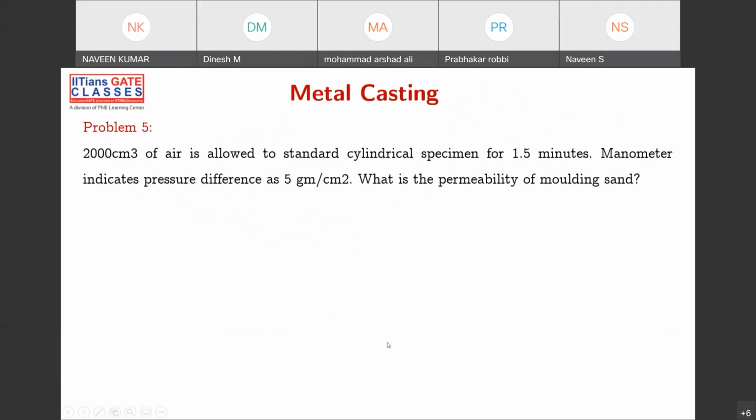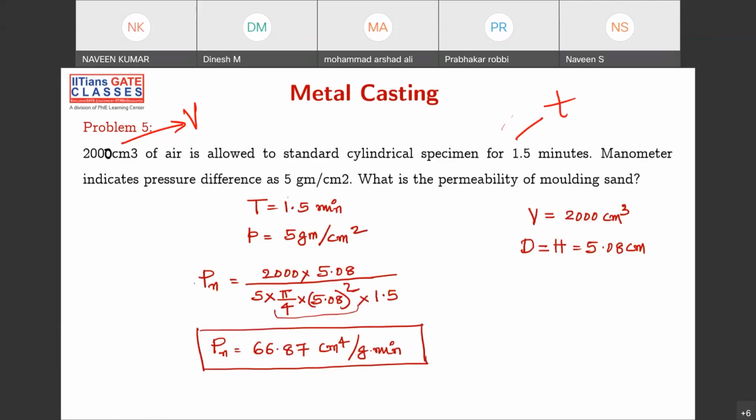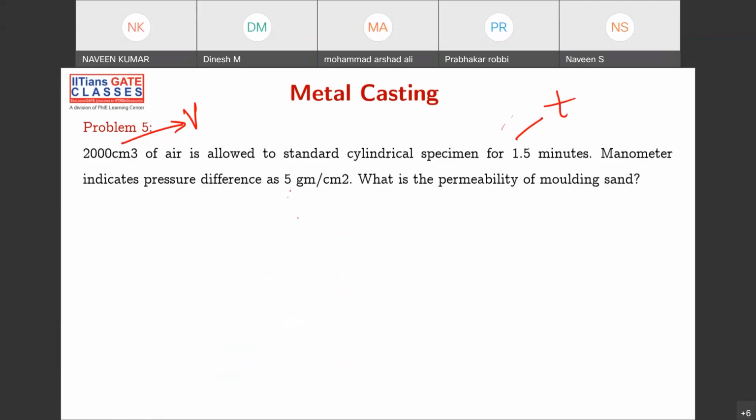Now, we can calculate this. What is the formula for permeability? See, 200 centimeter cube of air is allowed to pass through the standard cylindrical specimen for 1.5 minutes. This is the volume of the air that is being passed, and this is the time. And the manometer pressure difference, this is delta P, the pressure difference.